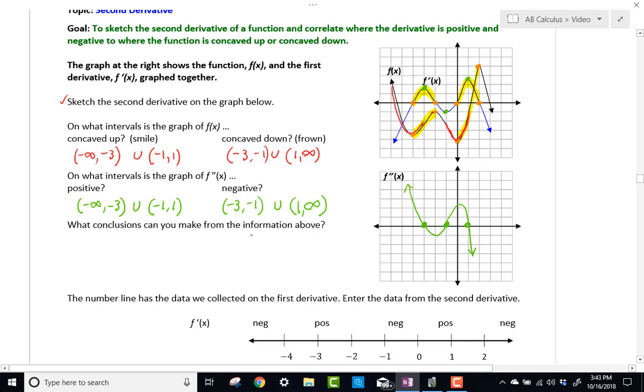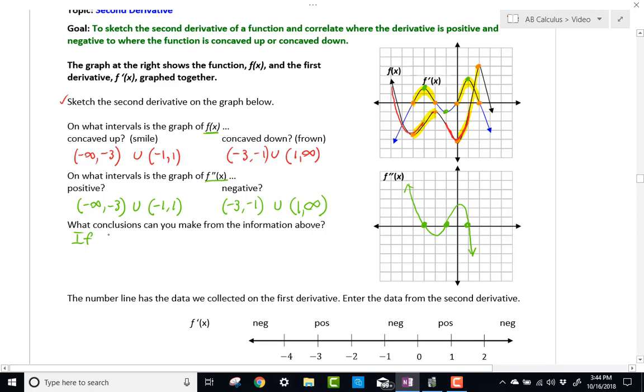So what conclusions can you make from the information above? Now again, notice what we're talking about here. We're not talking about f prime and f double prime. We're talking about f of x and f double prime of x. So when they say what conclusions can you make, we're talking about f of x right here and f double prime. So we were talking about concave up and the intervals where f double prime is positive.